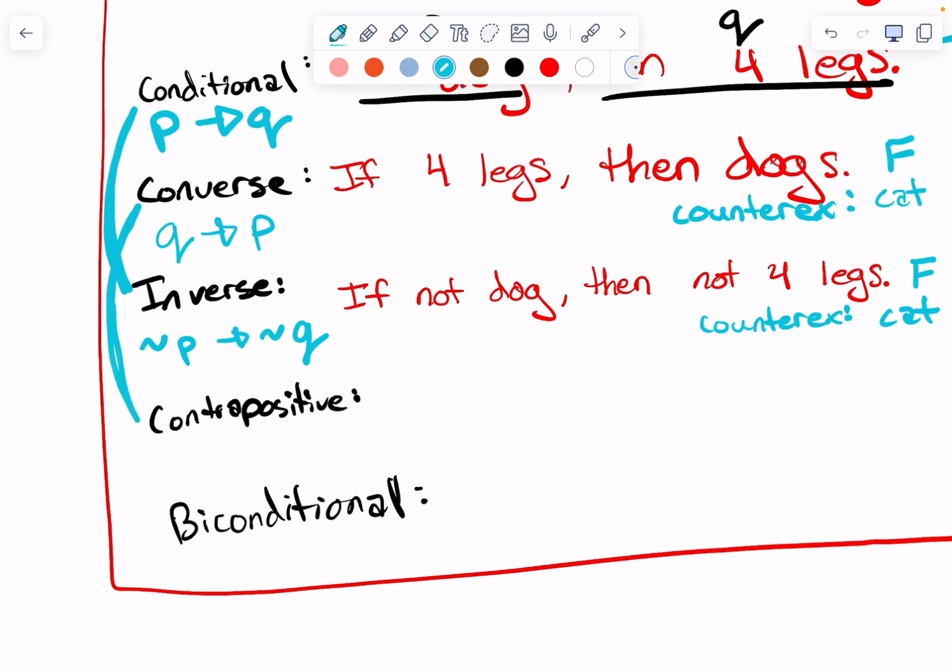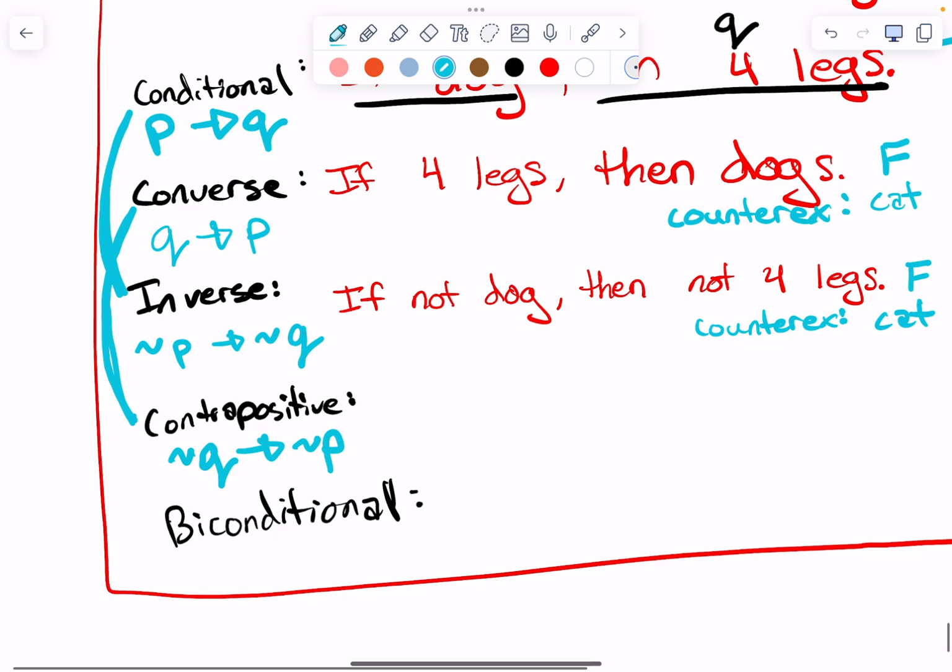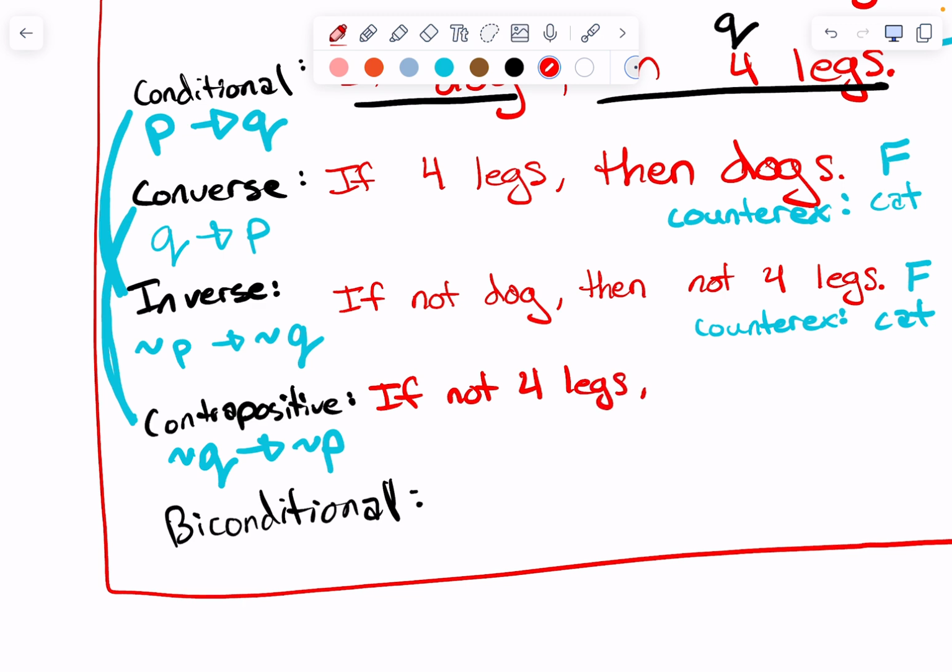All right, contrapositive goes with the converse. So put a link between these two, and that format goes not Q, not P. Yeah? Not Q, not P. Okay, so I'm going to go off of the QP one. If 4 legs, then dog. If it does not have 4 legs, then it cannot be a dog.